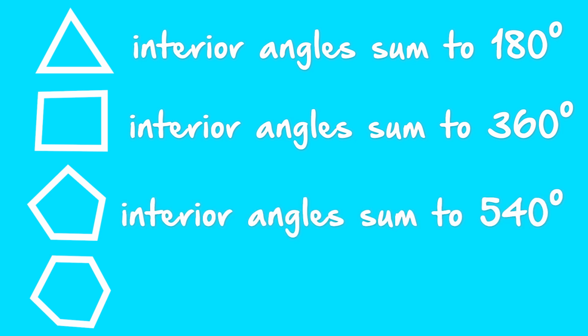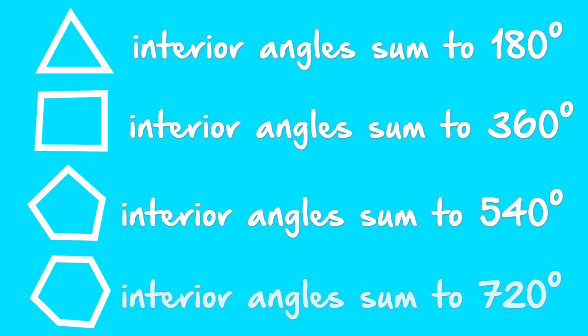For a hexagon, it's going to be another 180. So that would be 720 degrees. And I tend to problem solve it from there. So for example, in a hexagon, we know that the interior angles are going to add up to 720 degrees. And so therefore, we can work out the size of each interior angle because it will be 720 divided by 6. So interior angles of polygons.